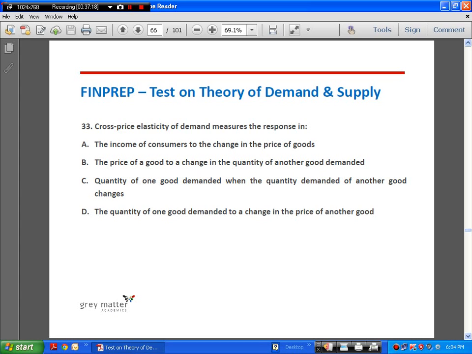So cross price elasticity studies the relationship between price and quantity demanded of two different commodities. Or in other words, how the change in price of one commodity brings about changes in quantity demanded of the other commodity. Therefore, the right answer is option D, the quantity of one good demanded to a change in the price of another good.